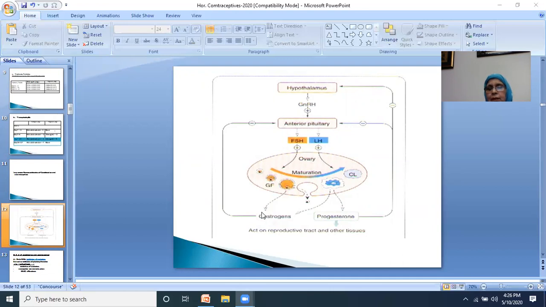Now these estrogens inhibit follicular stimulating hormone and other follicles regress. Now the granulosa cell in this follicle starts secreting progesterone. Due to these changes, there is a surge of luteinizing hormone in the mid-cycle, which induces ovulation. So here ovulation has occurred. Now, when the level of progesterone and estrogen increases, by negative feedback mechanism, they inhibit anterior pituitary as well as hypothalamus.